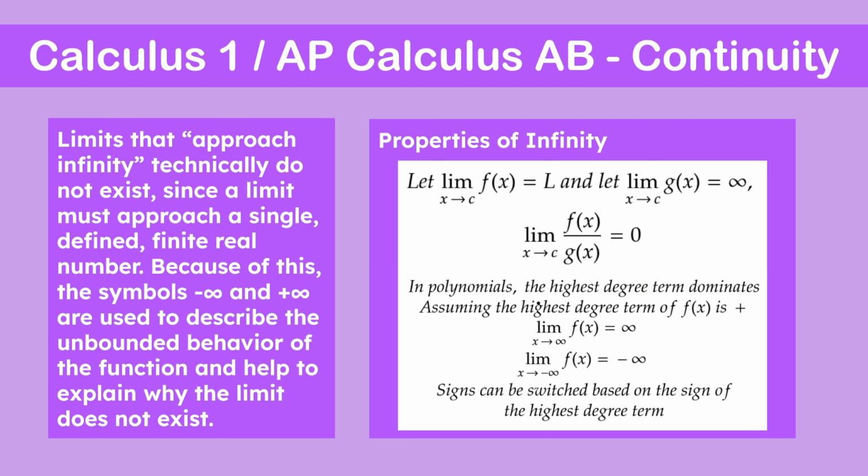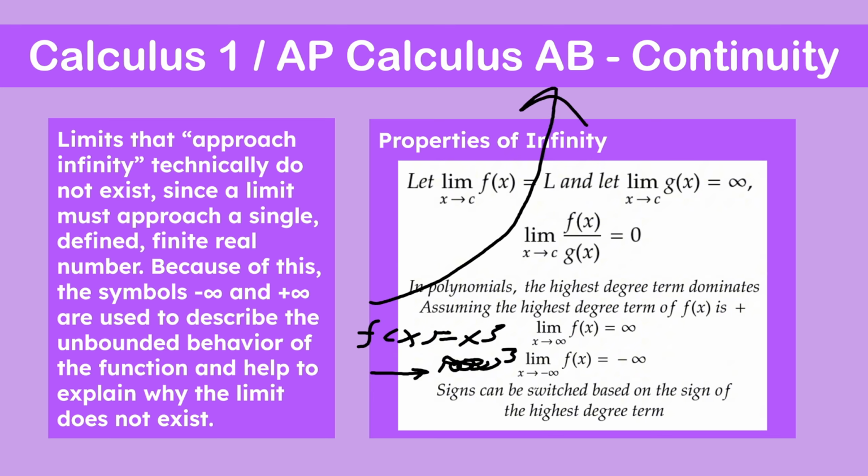Down here, in polynomials, the highest degree term dominates the function's behavior. So assuming that the highest degree term of f of x is positive, then the limit of f of x as x approaches infinity is also equal to infinity. So let's say f of x is equal to x cubed. As you get closer and closer to infinity, this would be some huge number cubed. So as you get bigger and bigger, you're going to approach infinity.